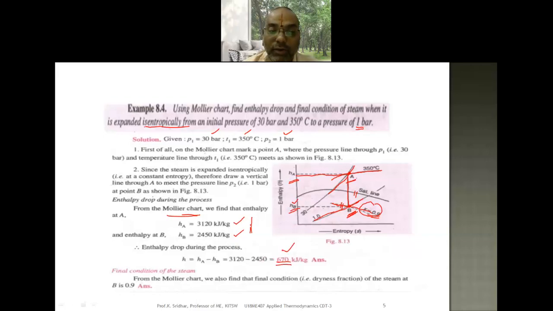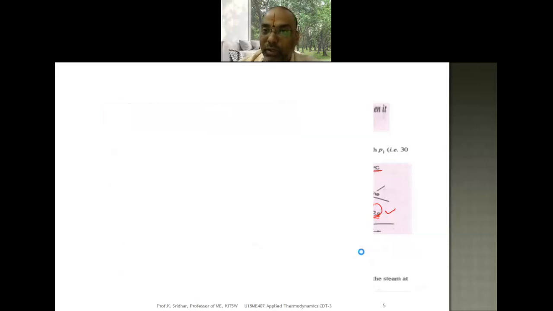And similarly he is also asking about the final condition of the steam. That is, x is equivalent to 0.9. That is, the wet steam is basically leaving. So like this you can solve the basic problems of the Mollier chart. Now similarly, you can also go through the next problem.